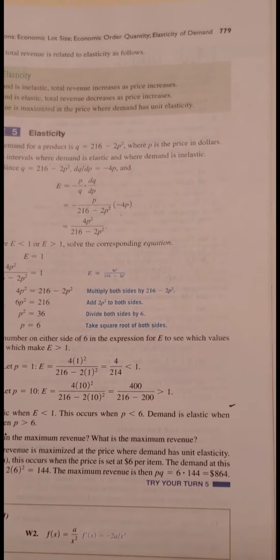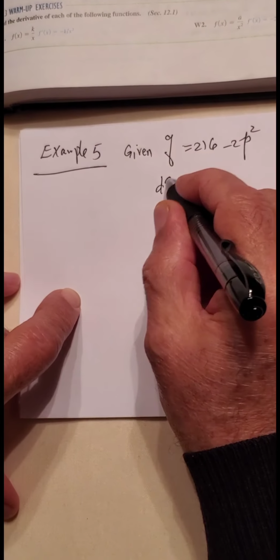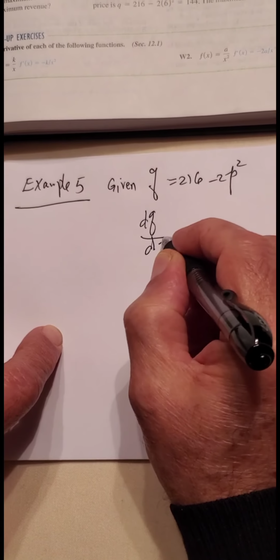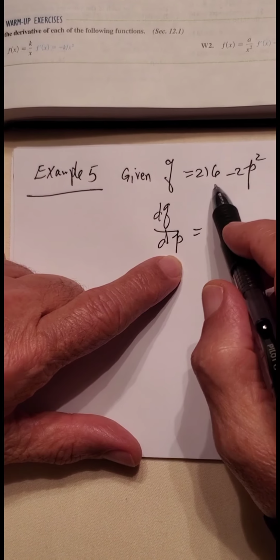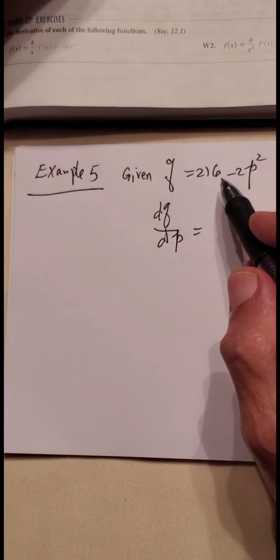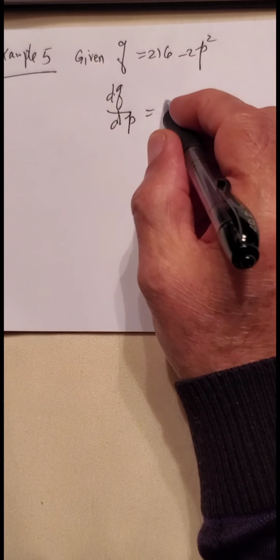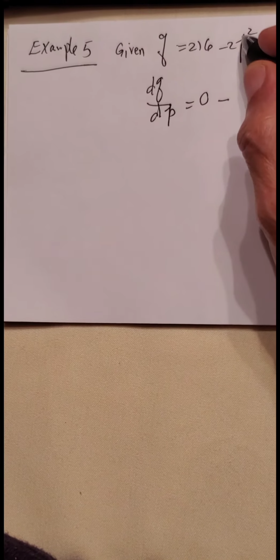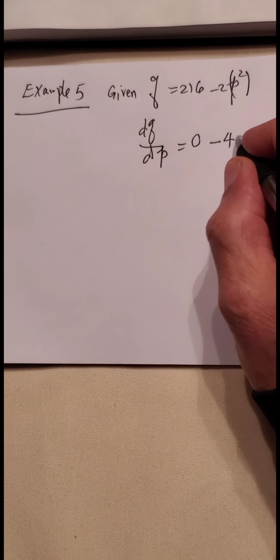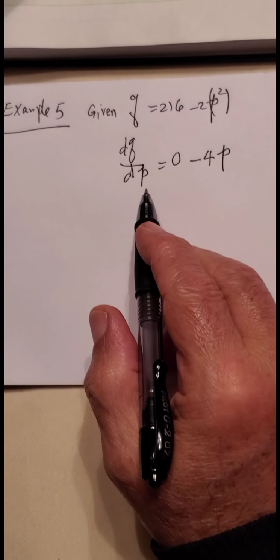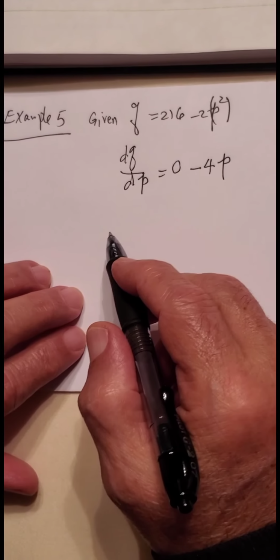Therefore, we have to start from our function, which is Q equals this, and take the derivative. dQ with respect to p is how much? If you take the derivative of this with respect to p, the constant becomes 0. The derivative of p squared is 2p, times 2 would be 4p, so minus 4p. That's the first derivative. This is what we have.